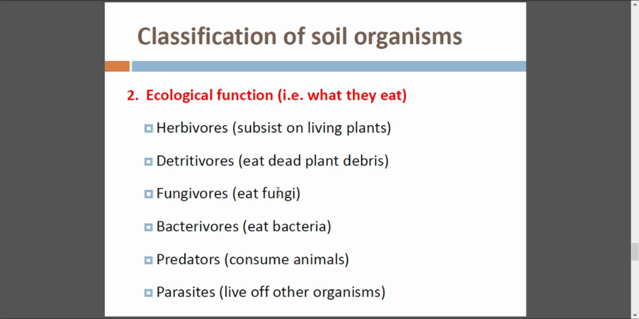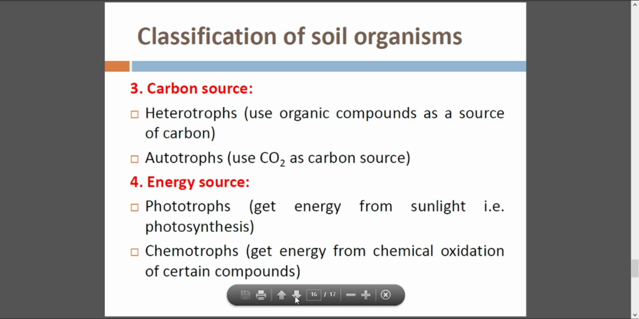So we can have herbivores, which feed on living plants. We have detritivores, which feed on dead plant debris. We have fungivores, which feed on fungi. We have bacterivores, which feed on bacteria. We have predators, which consume animals, and parasites, which live on other organisms.